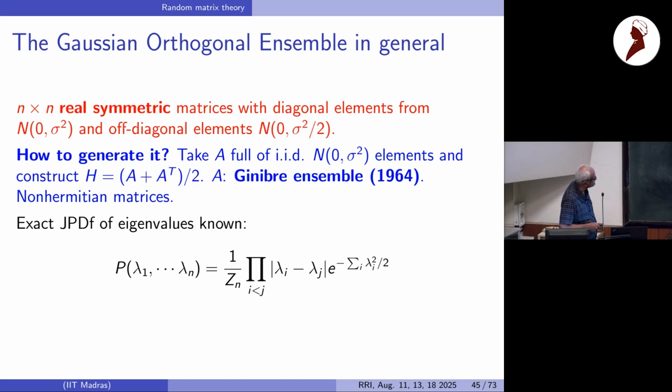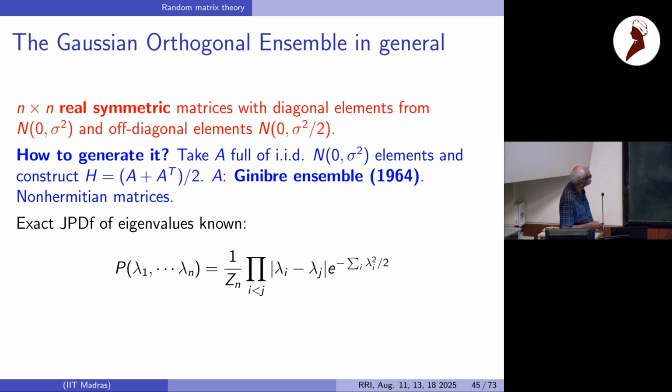The Zn is a normalization factor from that, for which the exact expressions are known. So you can derive a whole lot of random matrix results based on this, and this is where the correlations come from. So it's a strongly correlated spectrum because of this Vandermonde determinant. They repel each other from this.